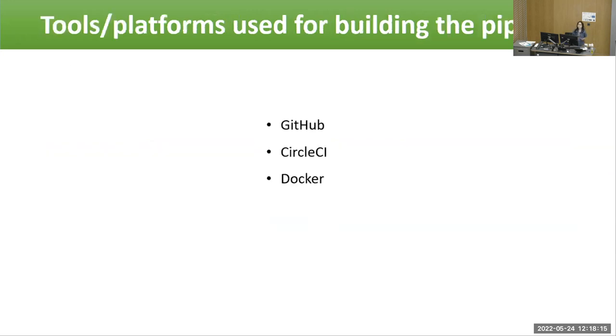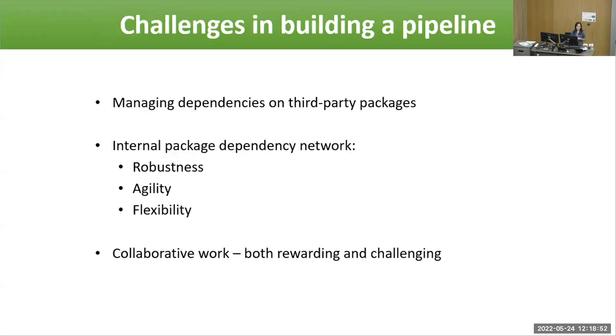So these are the tools and platforms that we use for building this pipeline. All the packages that I mentioned earlier are on GitHub. Many of them are actually open source if any of you are interested. We also use Circle CI for continuous integration so that every time anybody pushes any changes, it will automatically run the tests. And if there's any test that's failing, then we will receive an email notification. We also have a Docker image for our pipelines. So I guess maybe we'll hear a bit more about the tools and platforms in the next presentation. So what are the challenges of building a pipeline?